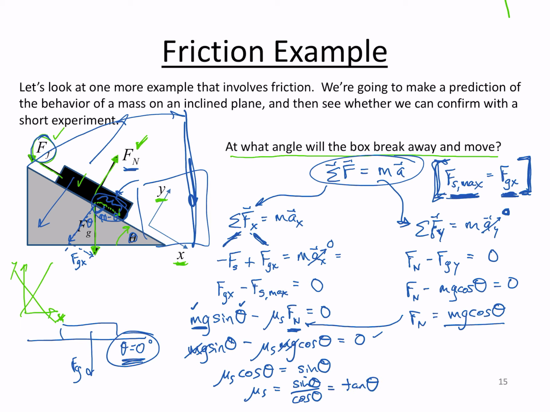Now, why would we want to do that? Well, because, as it turns out, on the other side of the equation, we've got theta, well, almost all by itself. So if we really wanted the angle, at what angle this happens, then we just take the inverse tangent of both sides, and that gives us theta on one side, and it gives us inverse tangent mu s on the other side.